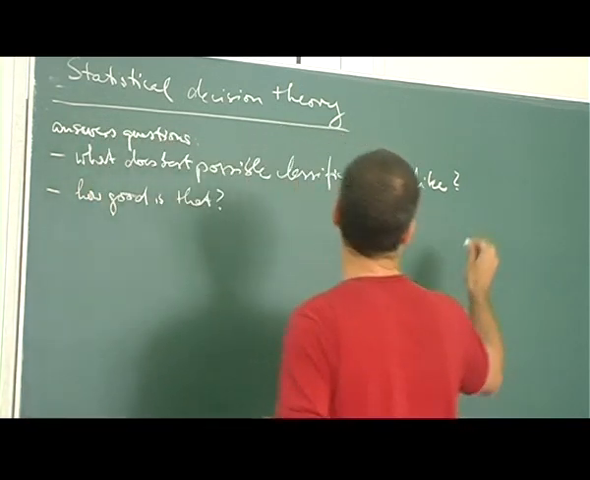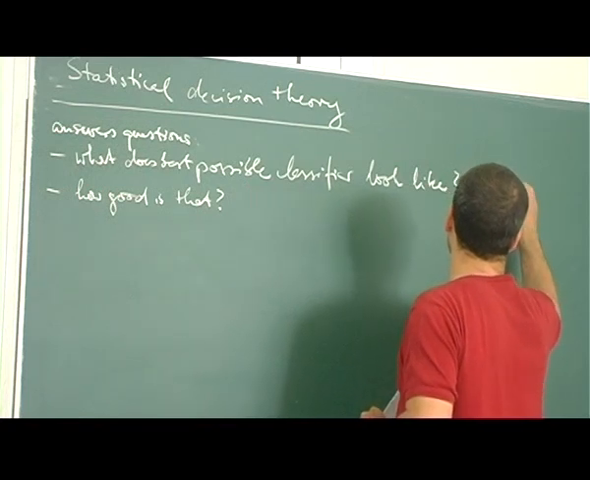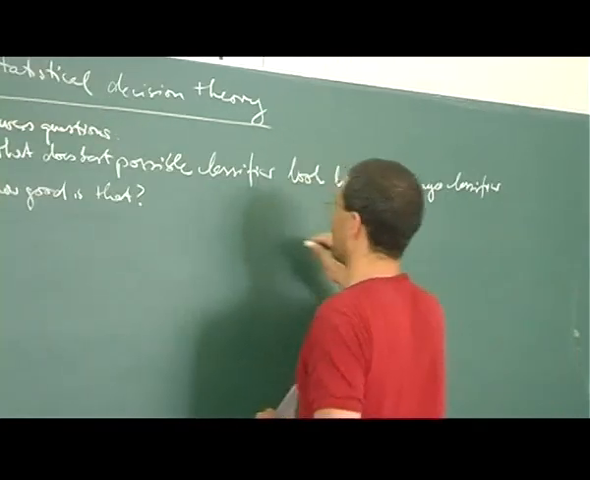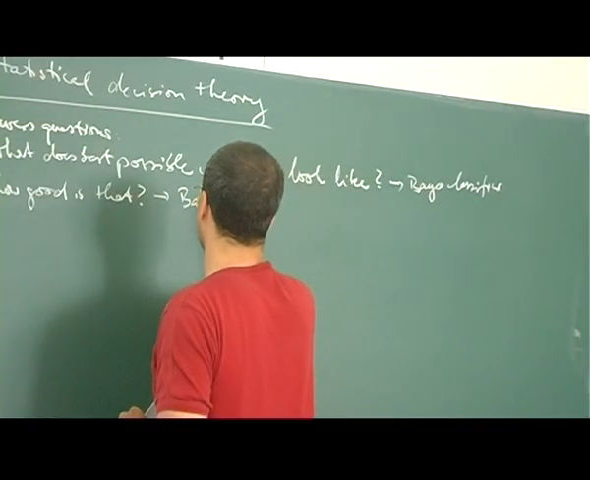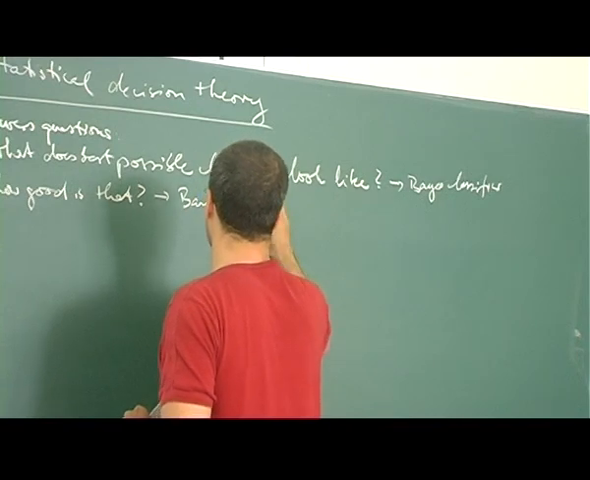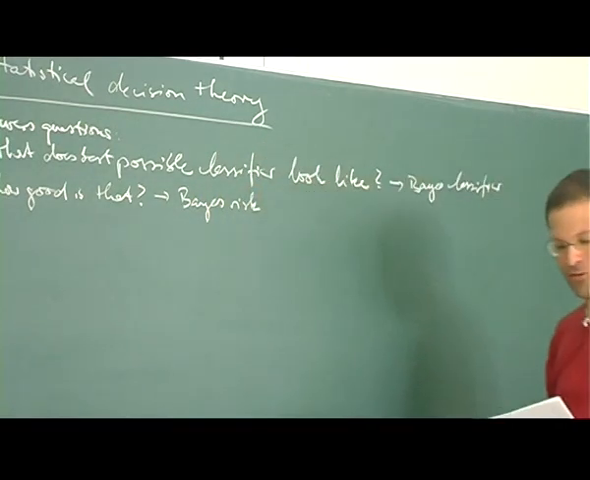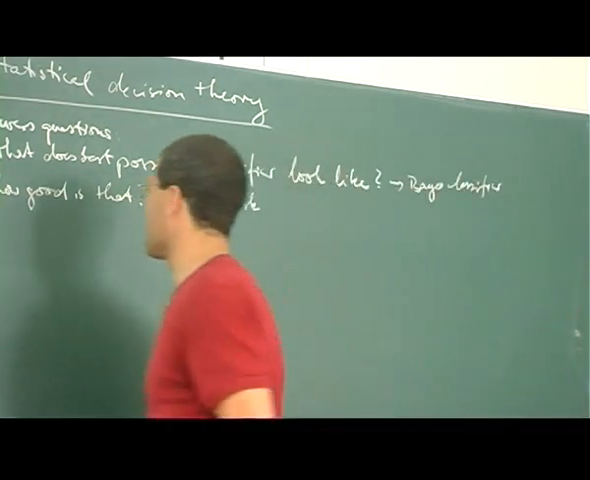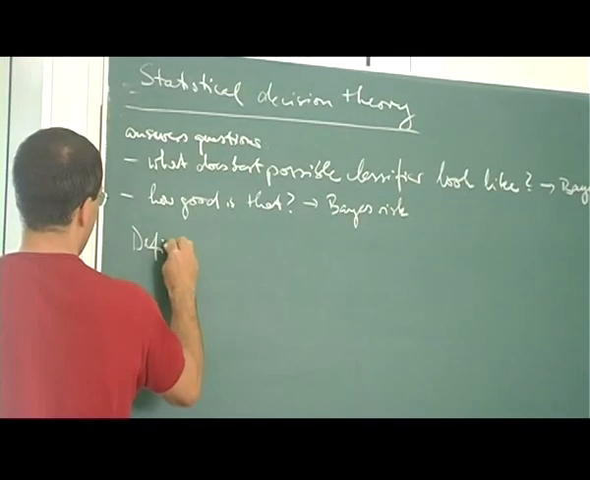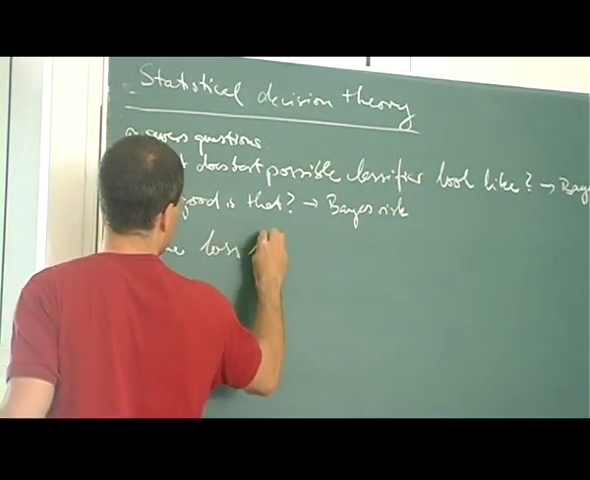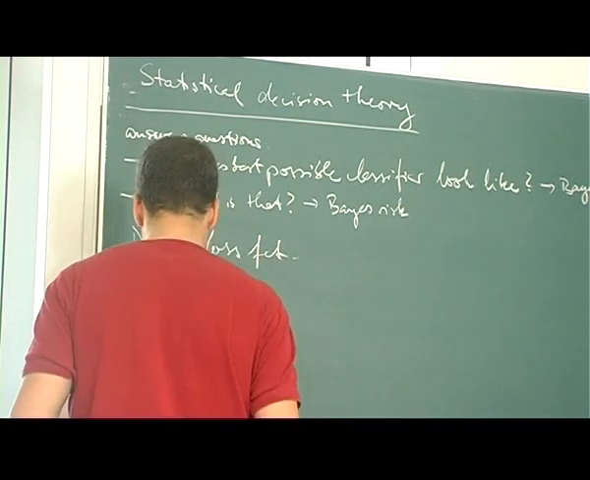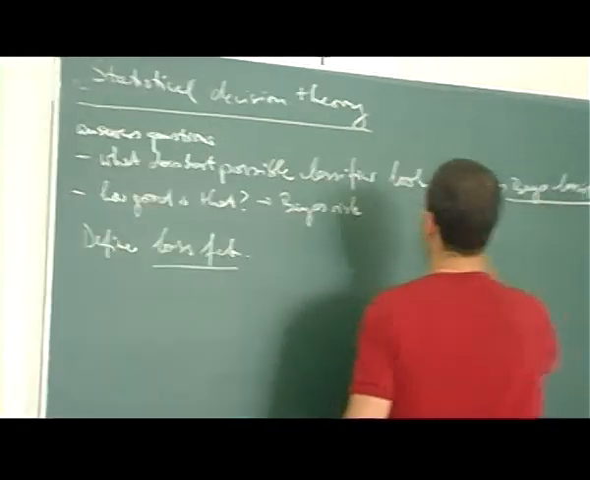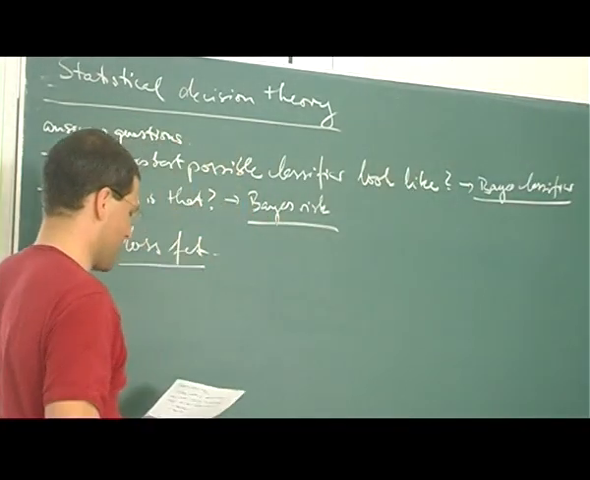And the answers to these questions, they are called the Bayes classifier and the Bayes risk. And we will now look at how to arrive at these answers. First of all, we need to define a loss function.